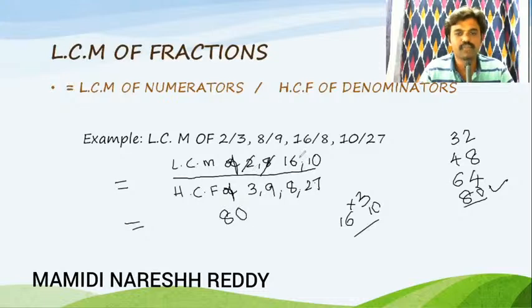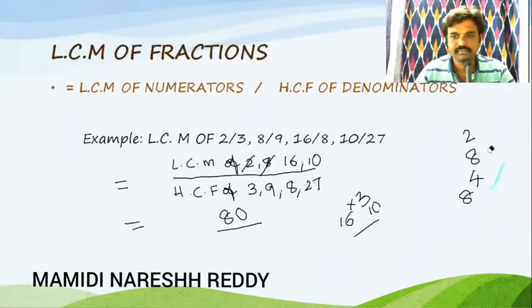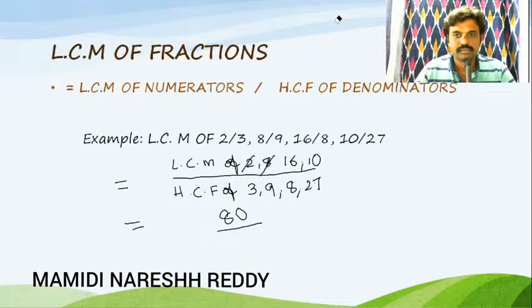You can check it now. Let us find the HCF of 3, 9, 18 and 27.